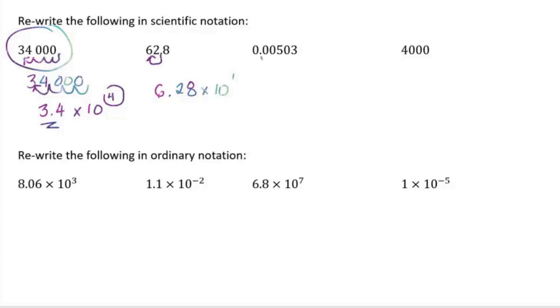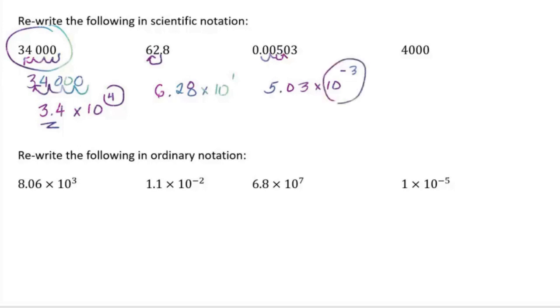For 0.00503, I'm going to pick up the decimal place and move it 1, 2, 3 spots over to the right this time. So I'm taking a relatively small number, 0.005. I'm making sure that I have only one number between 1 and 9, in this case a 5, to the left of the decimal point. So I have 5.03 times 10 to the power of 3, because I moved the decimal point 3 spaces, 3 powers of 10. But this time, because I moved it to the right to get from the original to scientific notation, I'm going to raise it to the power of negative 3.